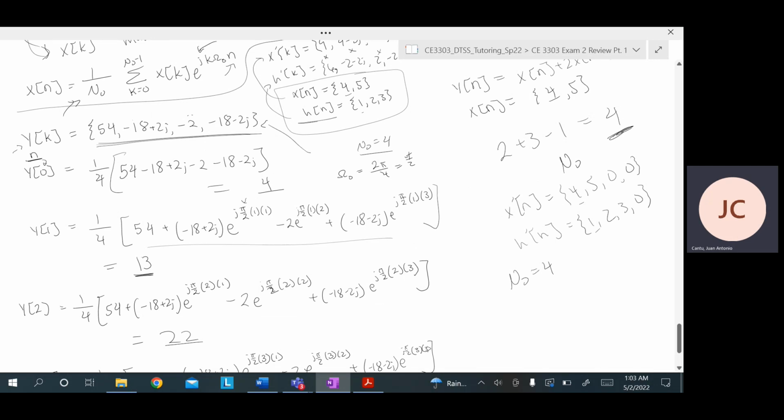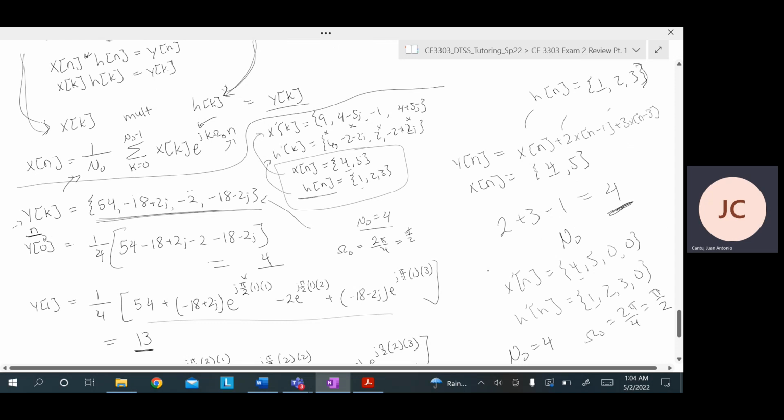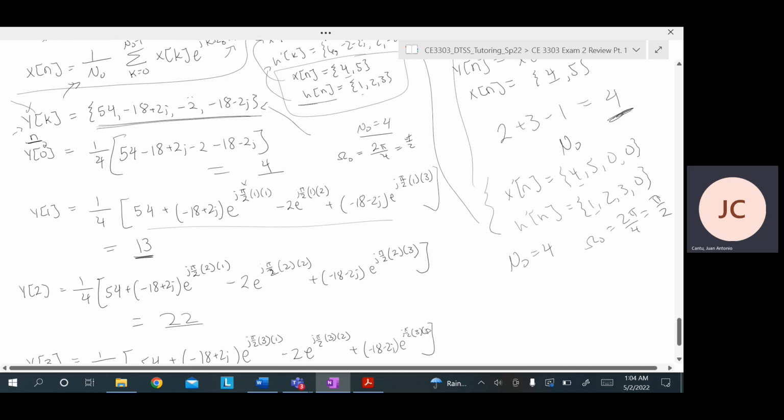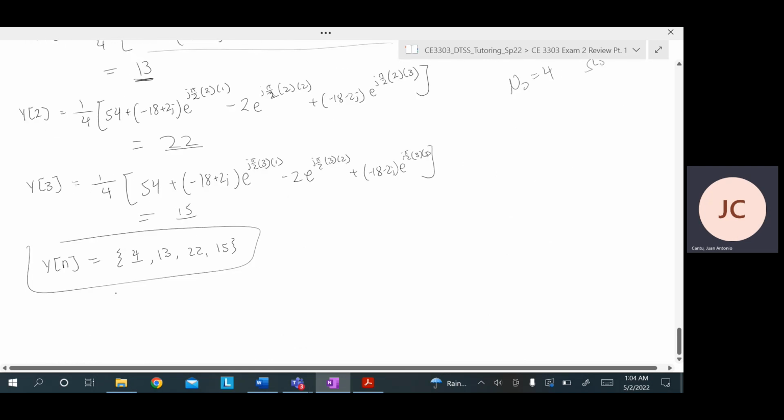That means for every DFT you're doing for x of k and h of k, your omega naught is equal to 2 pi over 4, which is equal to pi halves. So you're staying consistent with everything. You do the DFTs of these two things, and you should get these up here. Once you get those two, you multiply them together to get y of k, because we're doing convolution, x of n convolved with h of n. So we do multiplication in the frequency domain, x of k times h of k. That gives us y of k. Then we do our inverse DFT, just like we did right now, of y of k, and that'll get us our y of n.